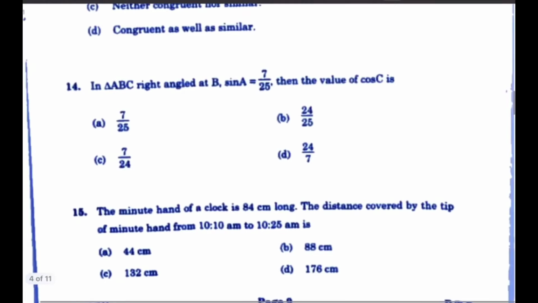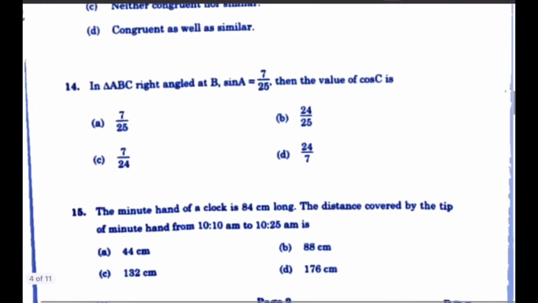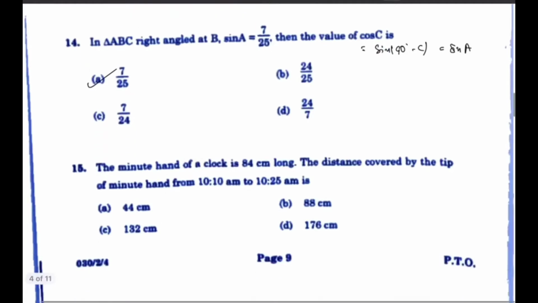Triangle ABC, right angled at B, sine A is 7 by 25. Okay, you can see that angle A plus angle C is 90 degrees, so sine A plus cos C is going to be sine (90 degrees minus C) equal to sine A, that is just 7 by 25 once more.